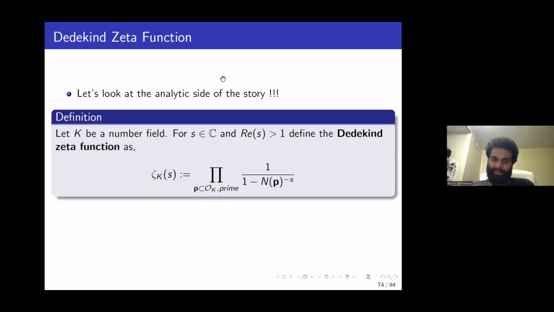Again, we have a formula for that. So this is the definition. It's an infinite product, and the product runs through all primes in the ring of integers. Again, I'm telling you that if you understand the notation, it's good. If you don't, please don't worry about it.